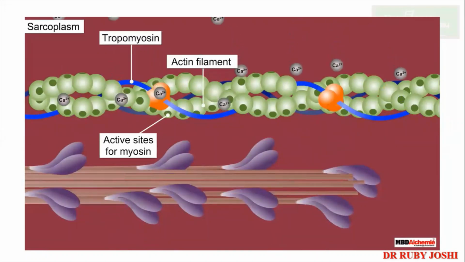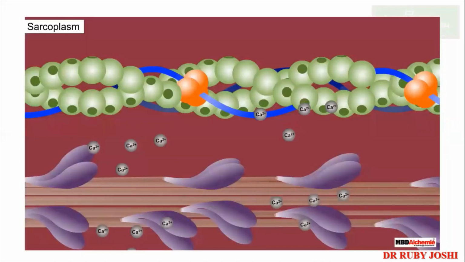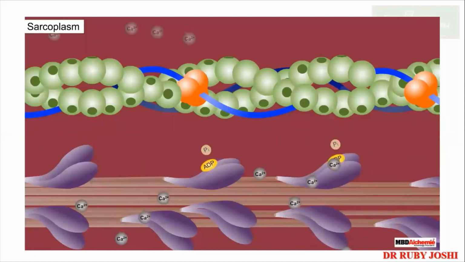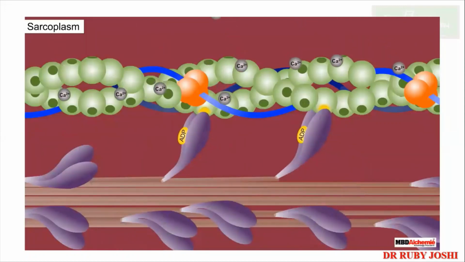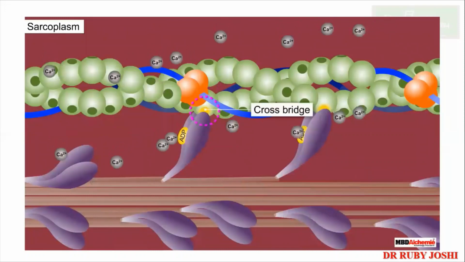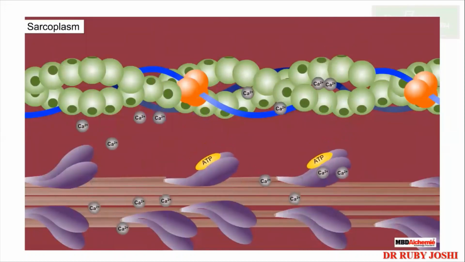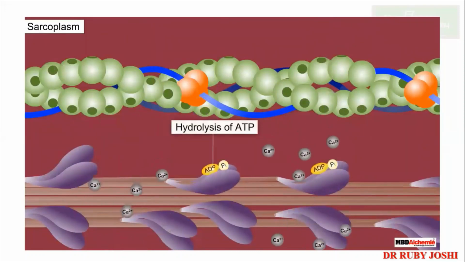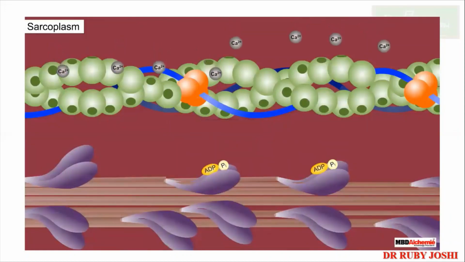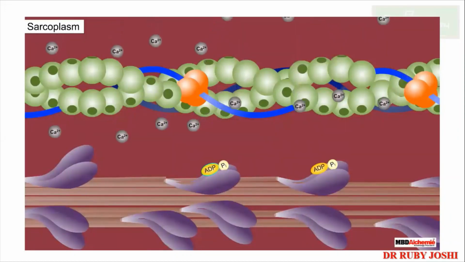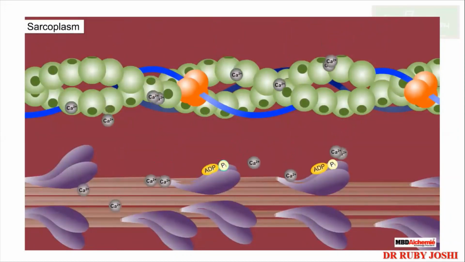With the active sites of actin now exposed, the myosin heads start a binding process with actin, thus forming a cross bridge. The energy needed for the cross bridge formation comes from the hydrolysis of ATP attached to the myosin into ADP and inorganic phosphate.